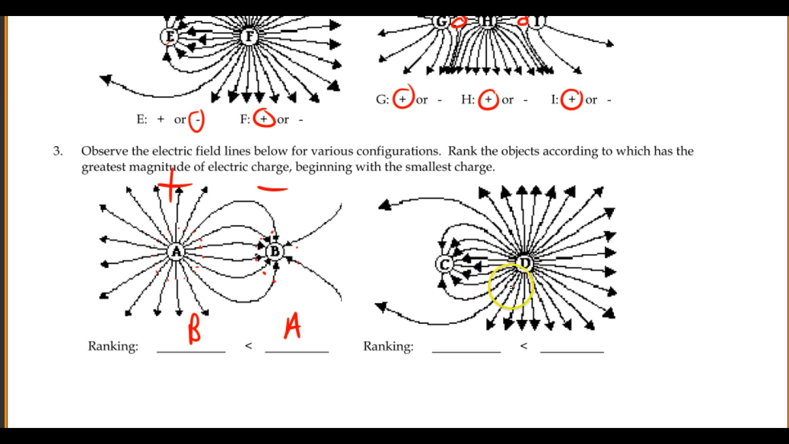This one again, I'm not going to try to count all of those, but there are certainly many more in the D charge than there are in the C charge, and they're coming out from the D, so D is positive and C is negative.